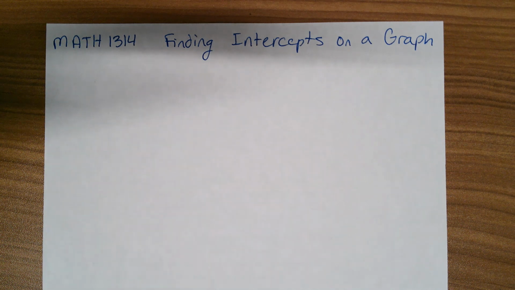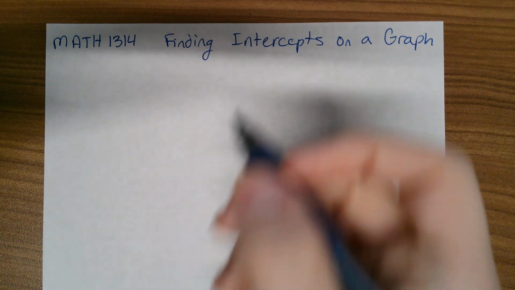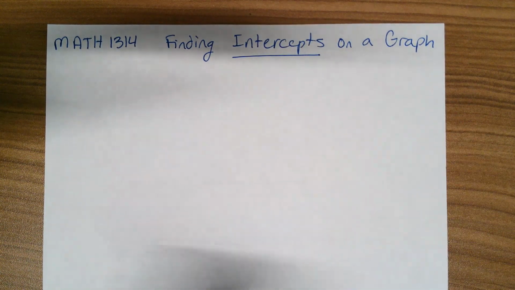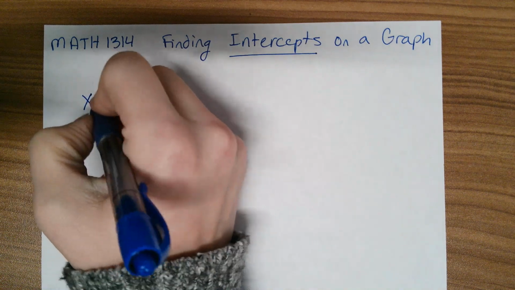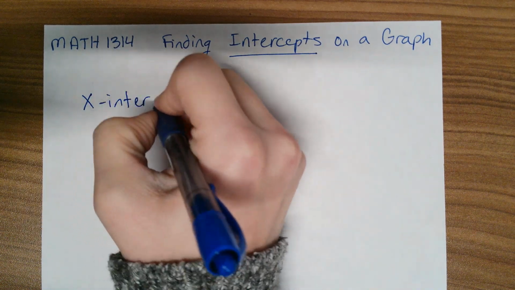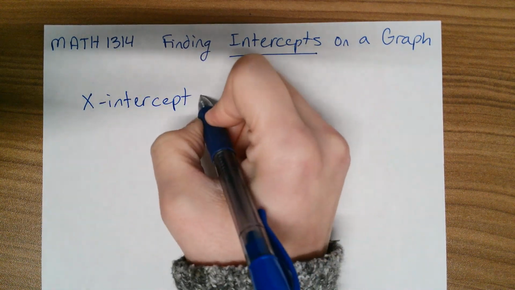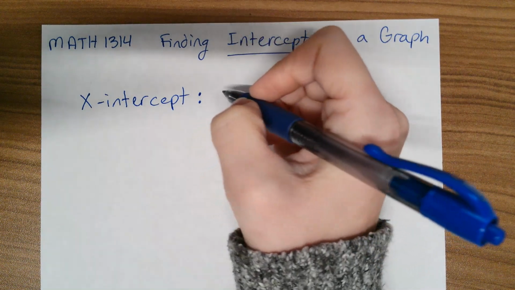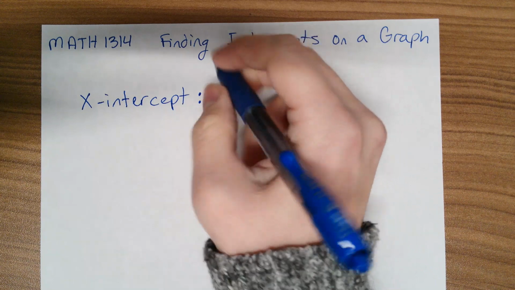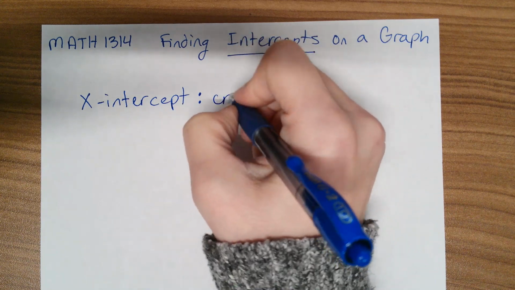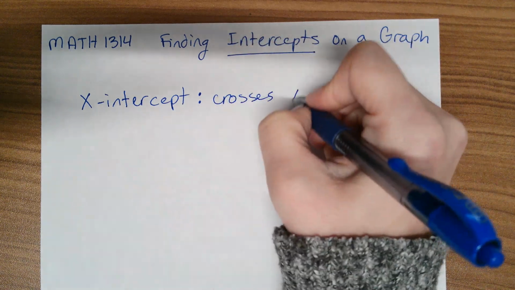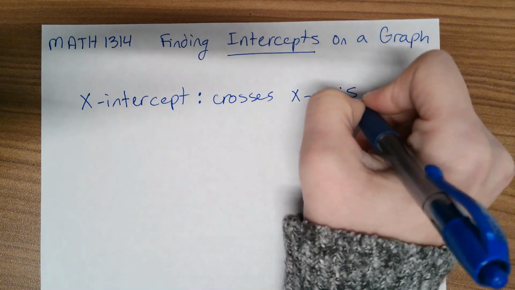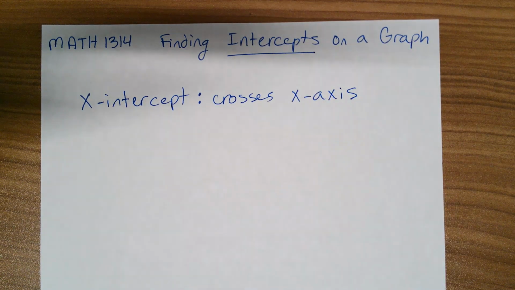Okay, let's look at finding intercepts on a graph. So first and foremost, what do we mean by intercepts? There are two different types of intercepts. There is an x-intercept, and an x-intercept is where a function or a graph or a line touches or crosses the x-axis. So this is where your graph makes contact with the x-axis.